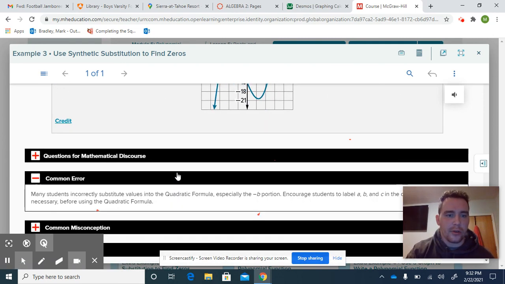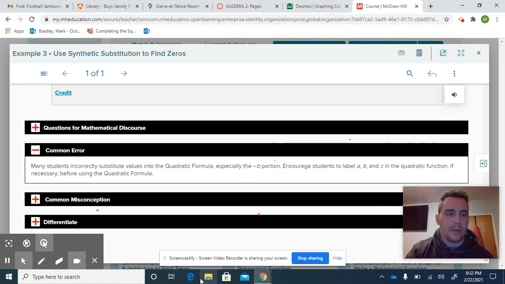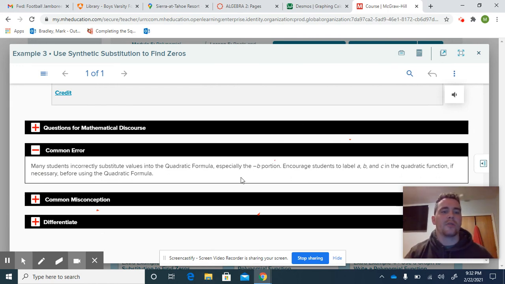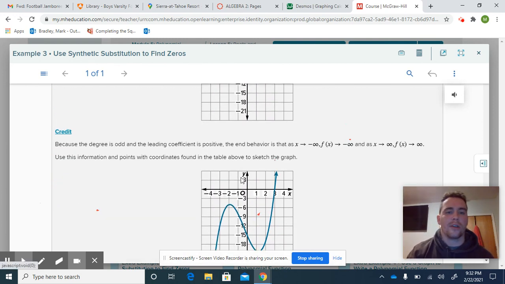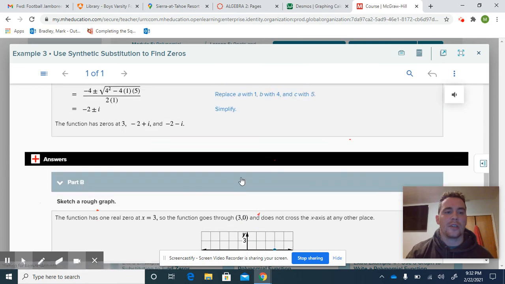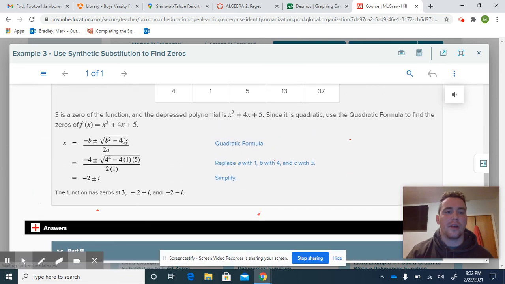One common error. Many students incorrectly substitute values into the quadratic formula, especially the negative b portion. So when you guys are doing the quadratic formula, make sure it's the opposite of the b value. Since our b value here is 4, it's a negative 4. So if it's positive, it's negative. If it's negative, it's positive.